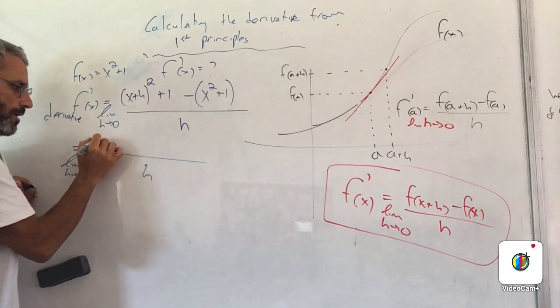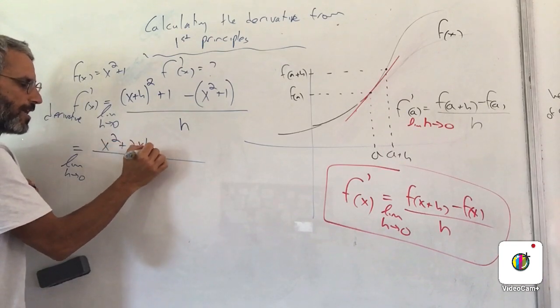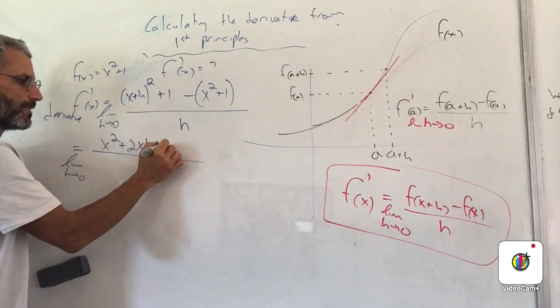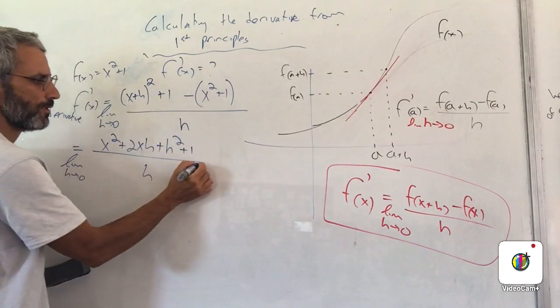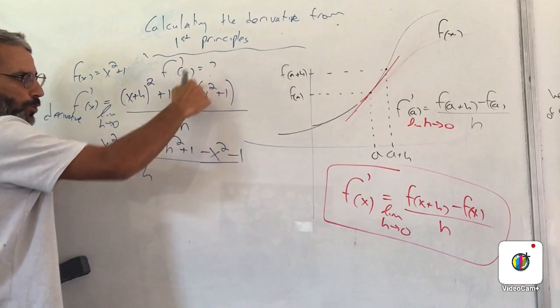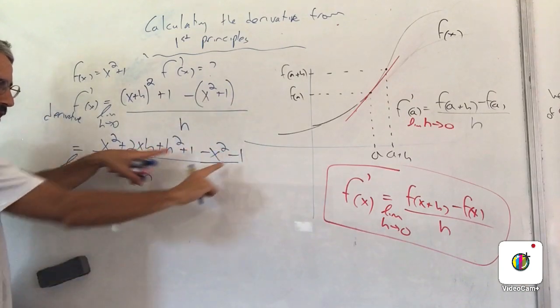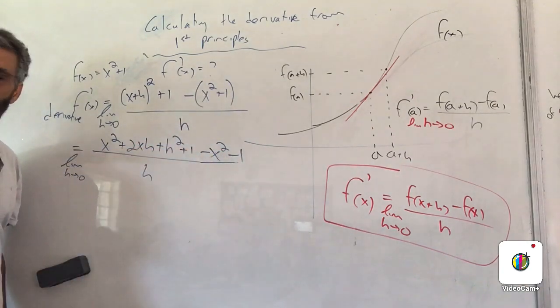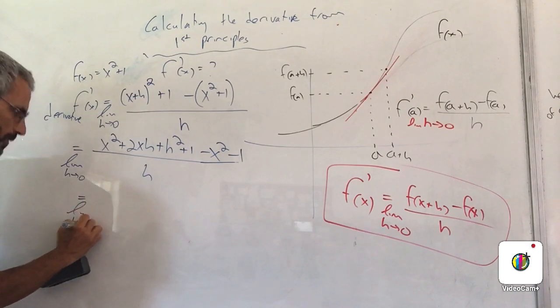So it should be x squared, x squared plus 2xh or hx, doesn't matter, plus h squared plus 1. Okay? Minus x squared minus 1. That's why it's so important to have the brackets. If I didn't have the brackets, it would be plus 1, but it should be minus 1, which will cancel that one. Okay? Equal limit h approaches 0.